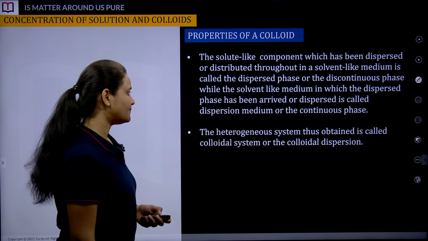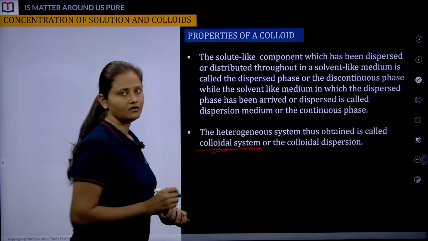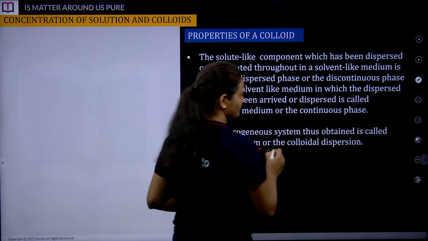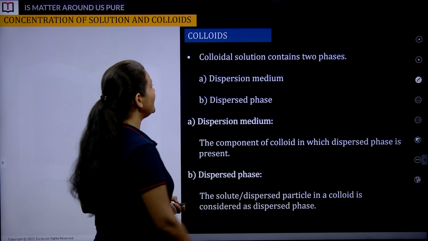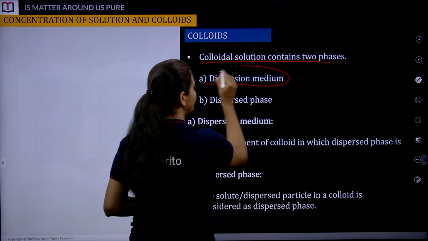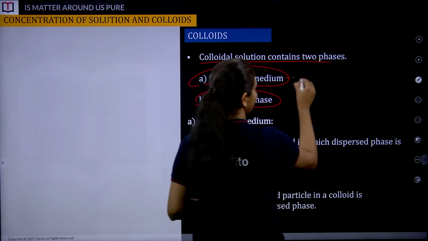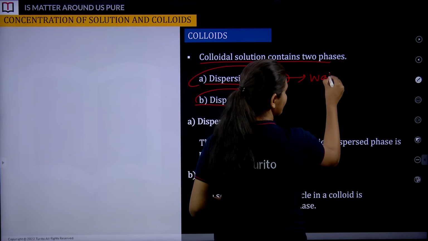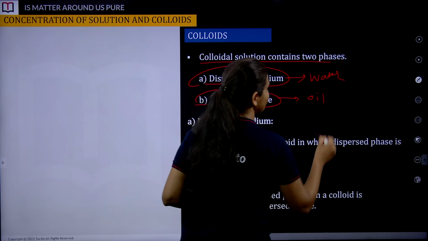The heterogeneous system thus obtained is called a colloidal system. Of course, whatever we get after mixing dispersed phase in dispersion medium is the colloidal system or the colloidal dispersion. Okay, so a colloidal solution contains two phases, students, broadly: dispersion medium and dispersed phase. I am just going to write the example which I have taken here. What was the medium? It was water. The phase which we have taken was oil.